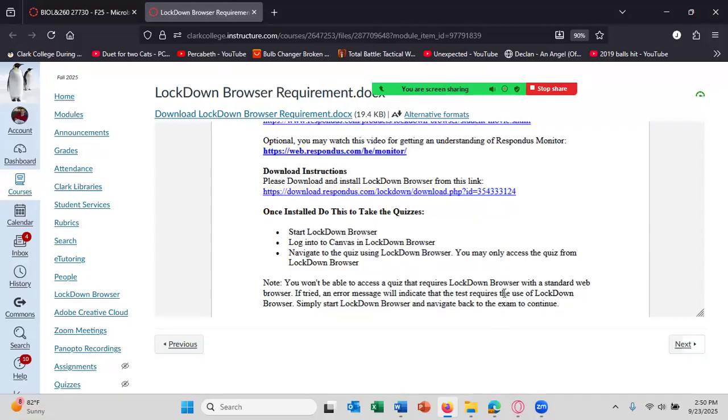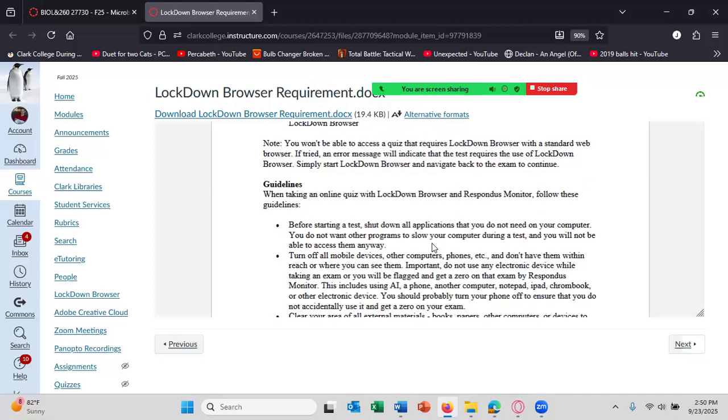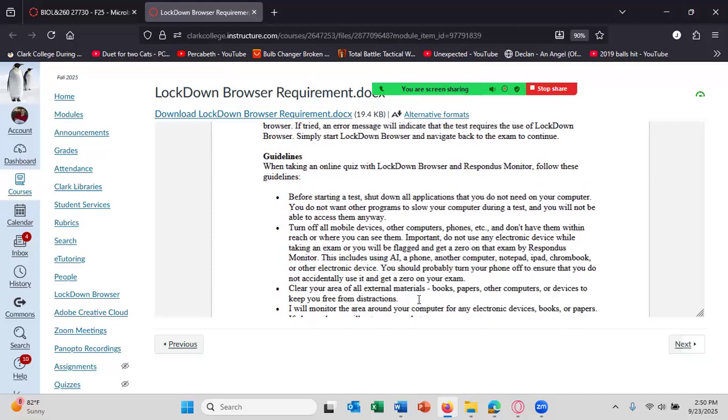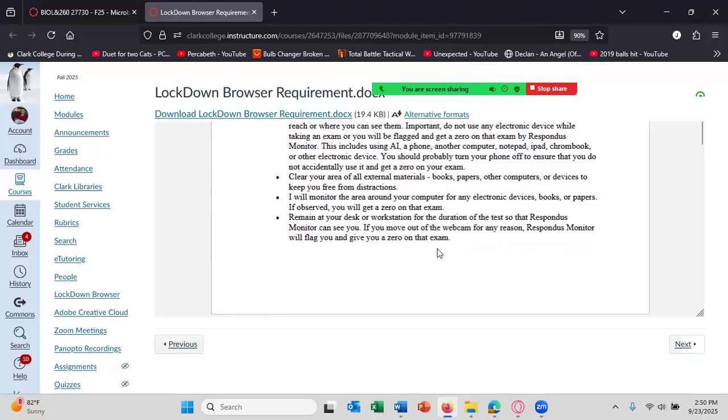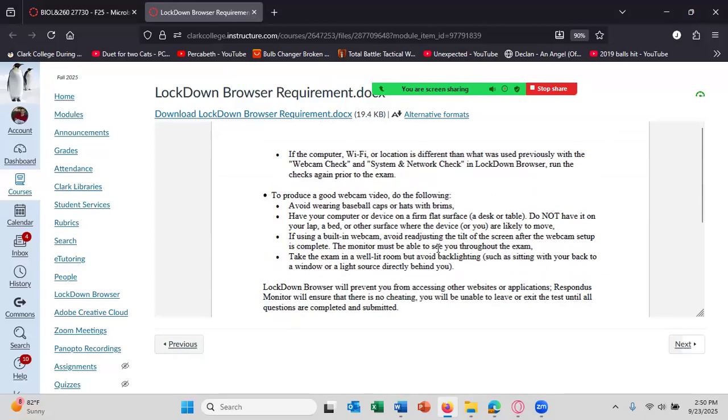All right, let me see if I can get to the rest of the page. Some guidelines for doing the Lockdown Browser. You can read about that. And then some guidelines for taking a good webcam. You do have to have the camera on your computer or the webcam running to take the exams.